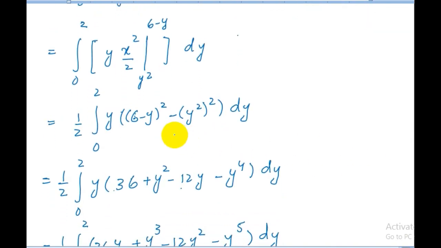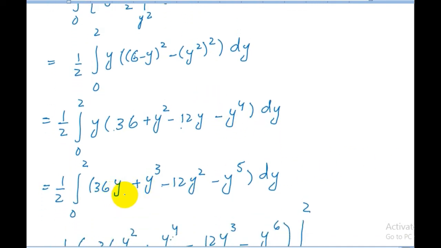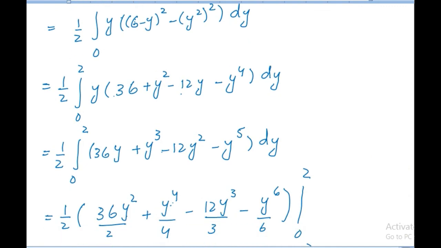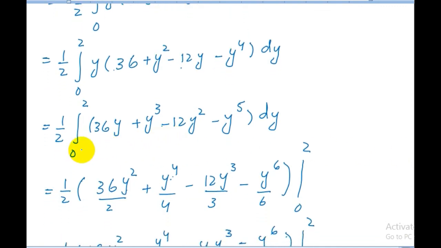Now it becomes a function of one variable y. Opening this square, it becomes 36 plus y square minus 12y minus y to the power 4, and this is equal to 36y plus y cube minus 12y square minus y to the power 5, dy. This is a simple calculation because it has become a function of one variable only.